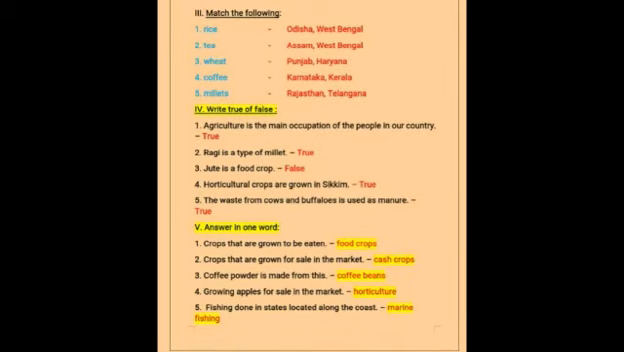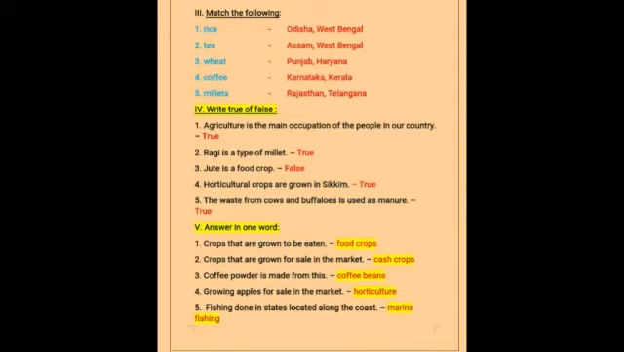So next is match the following. You can refer to page number 60 in your textbook. Okay children, so first, rice: Odisha, West Bengal. Second, tea: Assam, West Bengal. Third, wheat: Punjab, Haryana. Fourth one, coffee: Karnataka, Kerala. Fifth one, millets: Rajasthan and Telangana.